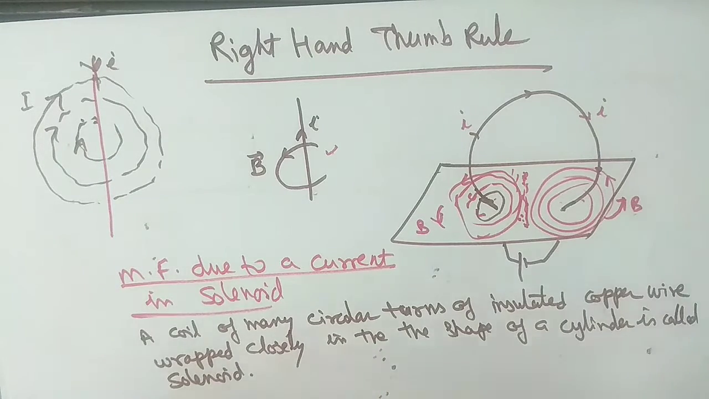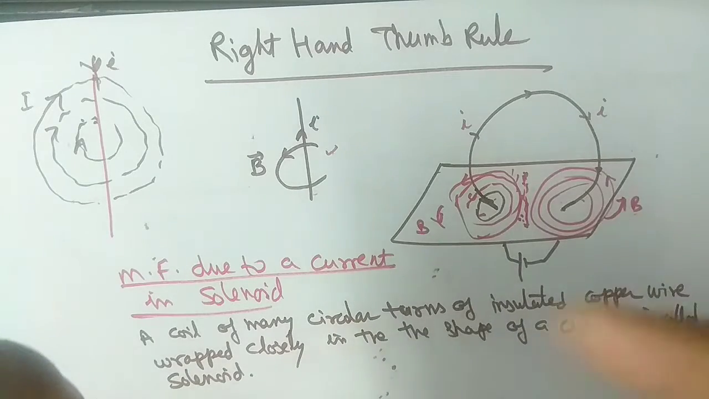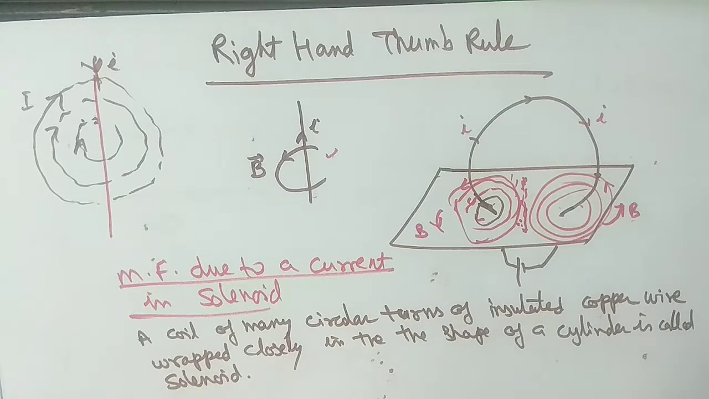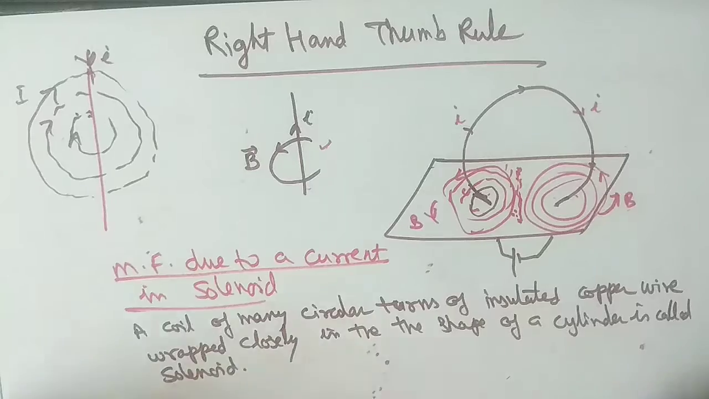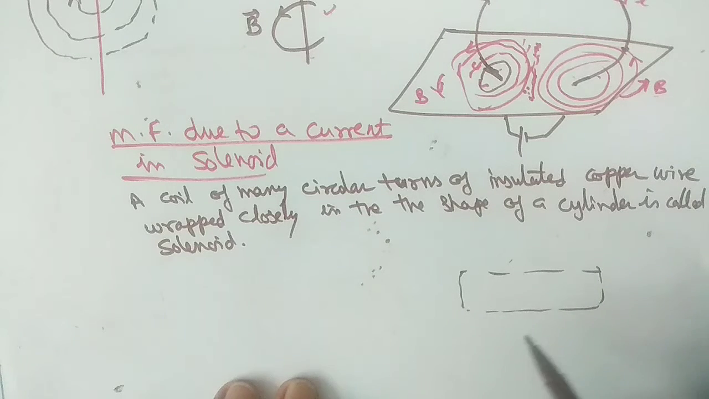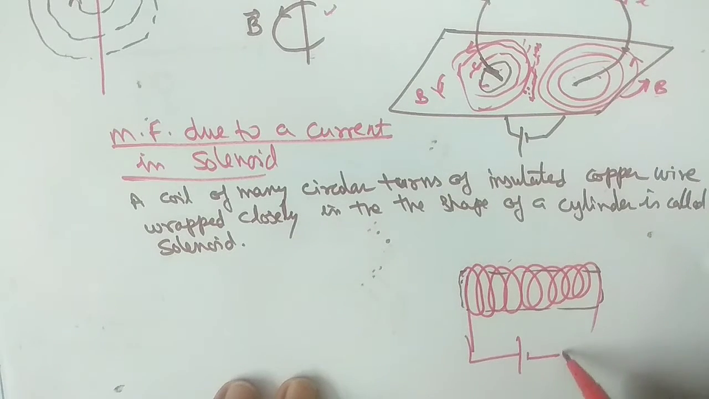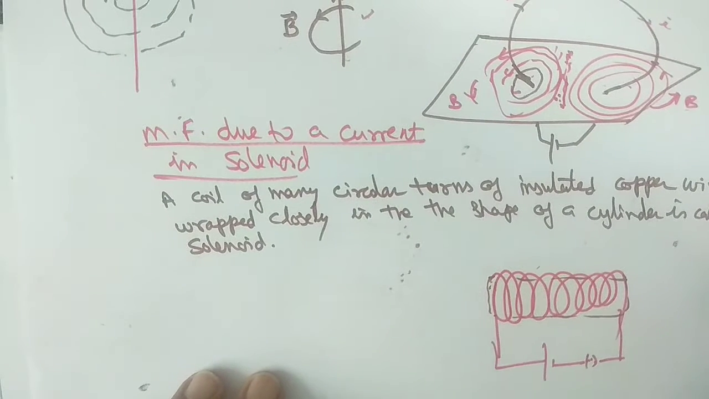Suppose this is an insulator and the wires are wound over it, a number of copper turns, because copper is a good conductor. It is insulated copper wire, which means two turns should never touch each other. So this is known as the solenoid. And when current flows, a magnetic field is produced, and it shows all the properties of a magnetic field.